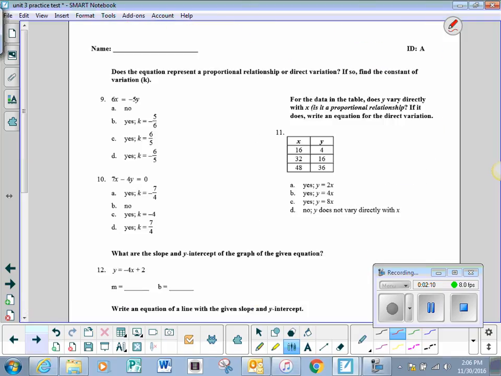Is this a proportional relationship or direct variation? Well, if I get y alone, is it in that form, y equals kx? Well, this would be y equals -6/5 x. So the answer is yes, and the constant of variation is -6/5. Number 10, I do the same thing, subtract 7x from both sides, and I get -4y equals -7x.